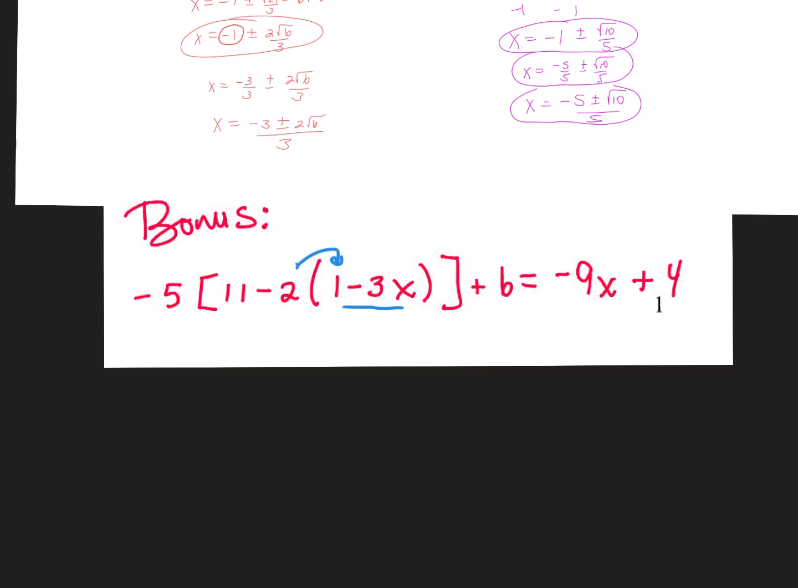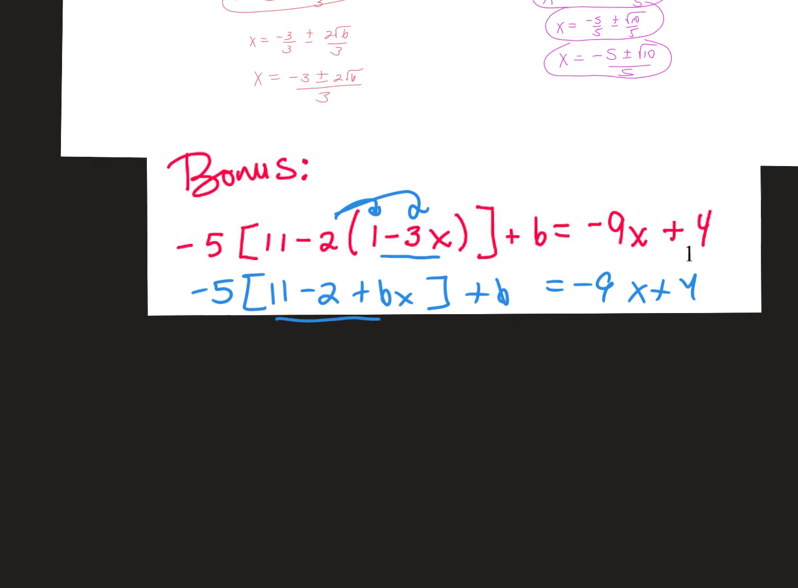We're going to distribute this -2. Everything else is going to stay the same. -5, I have bracket 11. -2 and 1 is -2. -2 and -3x is plus 6x. Close your bracket. Then you have plus 6 equals -9x plus 4.